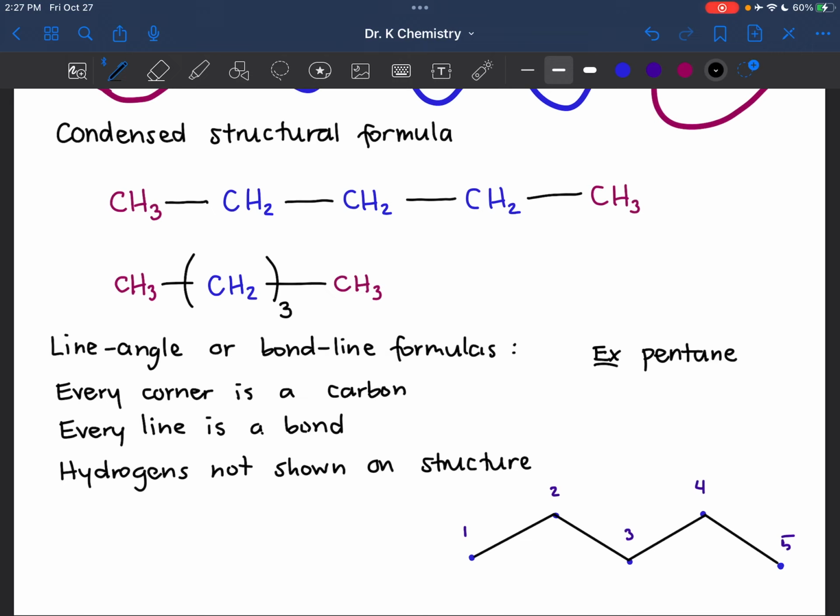We know that they are there. So the line angle or bond line structure implies the presence of hydrogens, but it does not explicitly show them. So really you're just connecting the dots, right? This would be a line angle or bond line structure of pentane. It is really, really important to practice this because it can get very confusing to see where these hydrogens are. So next we will practice going from a line angle structure to an expanded structure to a condensed structure.